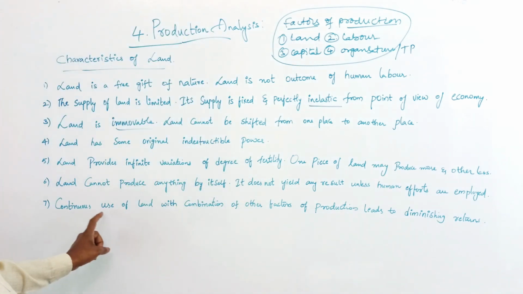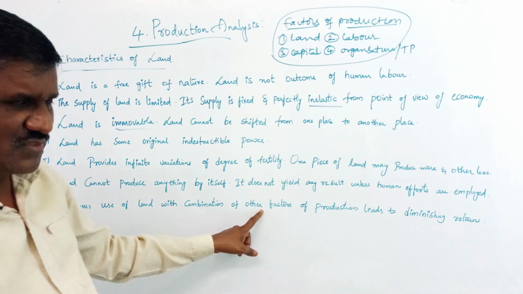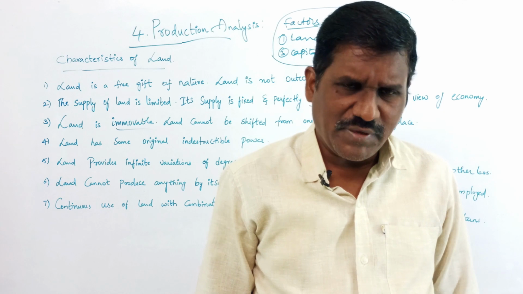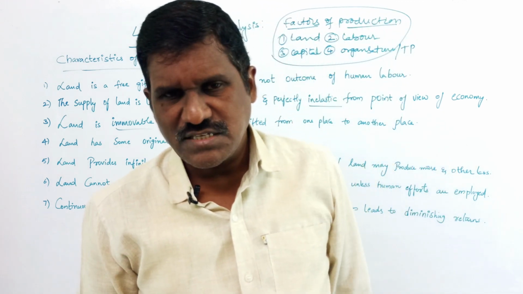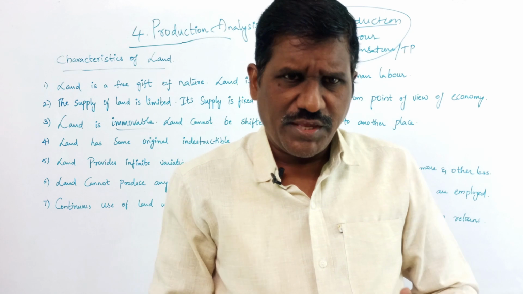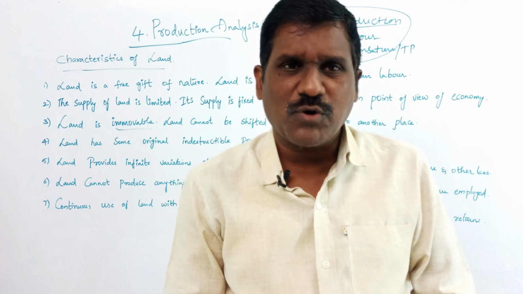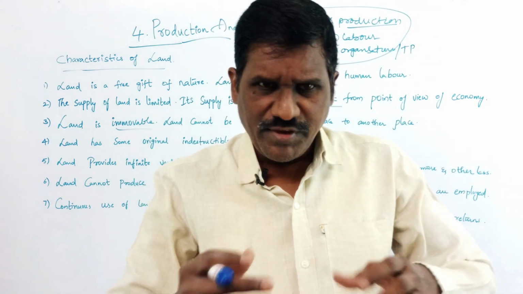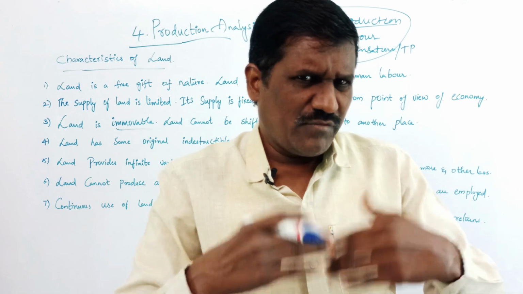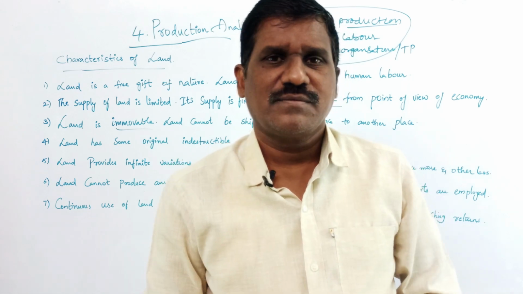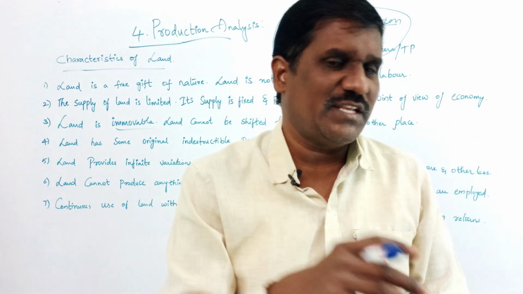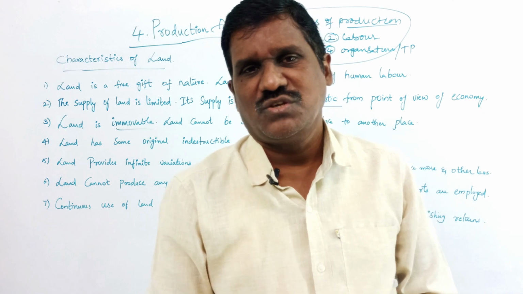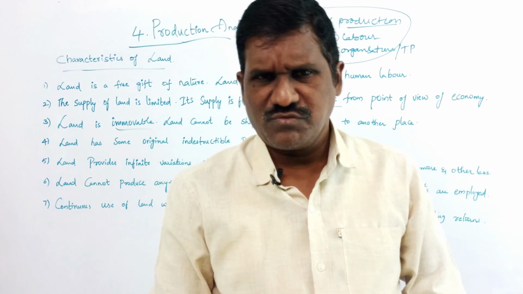Then continuous use of land in combination with other factors of production leads to diminishing returns. Yes, it can be explained in the next classes. Why? Because when we employ more labor, that is, when factors of production increase, the returns we get will diminish. How, sir? We will explain in the later videos, the next videos.